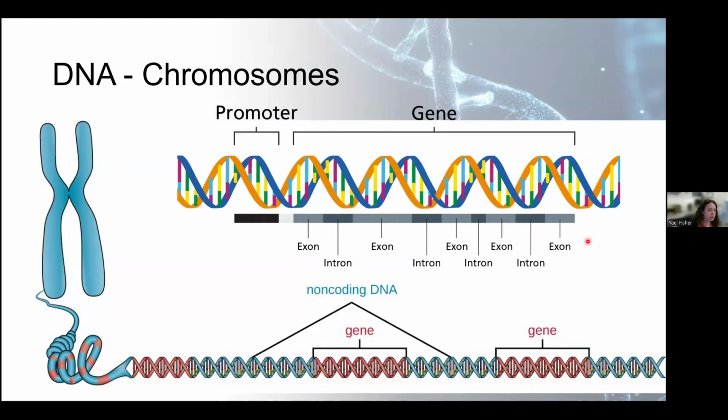So genes are composed of exons that are the coding regions and introns that are the non-coding regions. And each gene also has a promoter that is non-coding but controls the transcription of the gene. And all of these genes are organized in long strands of DNA that compose the chromosomes. And in between genes, there are long strands of non-coding DNA. In fact, only 1 to 2% of the whole human genome is coding DNA. The rest of it is non-coding, but it does have other functions.